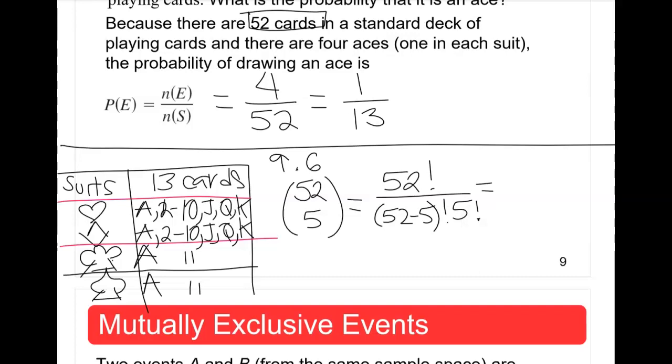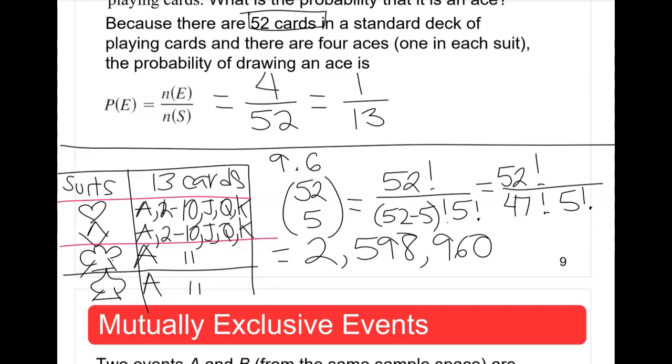So this will be something like 52 factorial over, and 52 minus 5 will be 47. So 47 factorial, and then 5 factorial. So if we enter this on the calculator, we will get 2,598,960. Those are the total number of hands of poker that you could get.